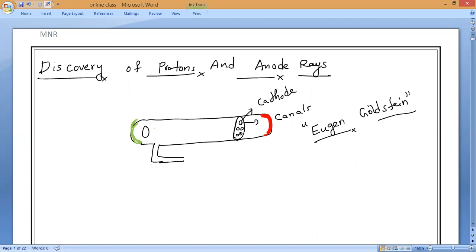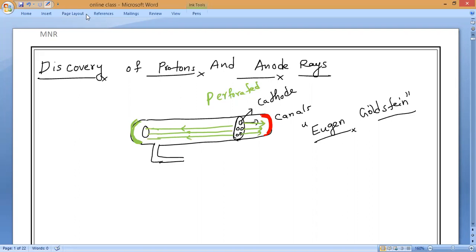From the anode, we know that it releases positive charge. The positive charge goes and strikes through the perforated cathode, producing a reddish light at the walls of the cathode. As we know, the cathode produces electrons. These electrons travel and produce a greenish coating behind the anode. This is what we studied in the last class.